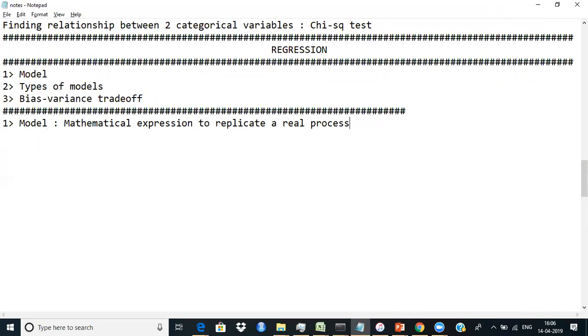What is the meaning of this? The meaning is, let's say I want to predict whether a person is going to default on a loan or not. Or let's say I want to predict, given the features of a car, how many cars will I sell, right? So if you look at these scenarios, these are complex real scenarios, right? And there are a lot of factors.